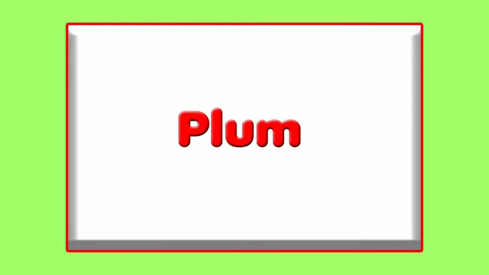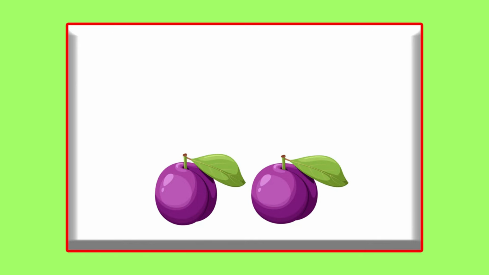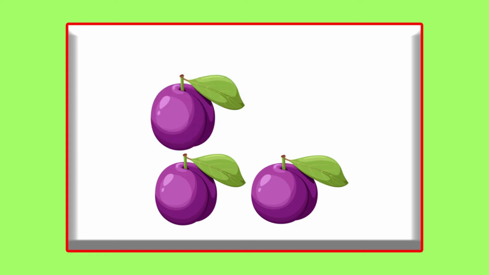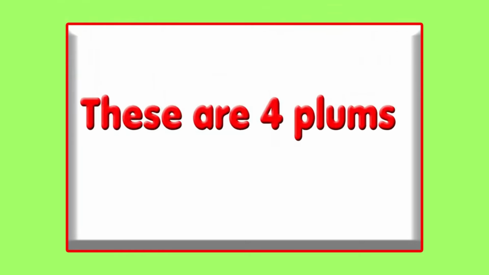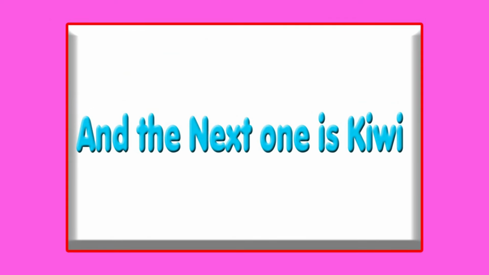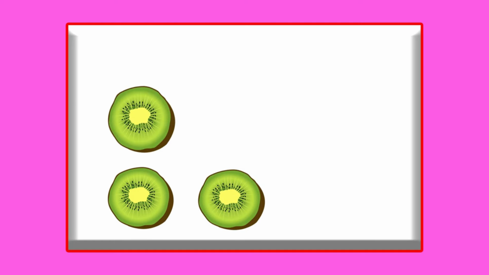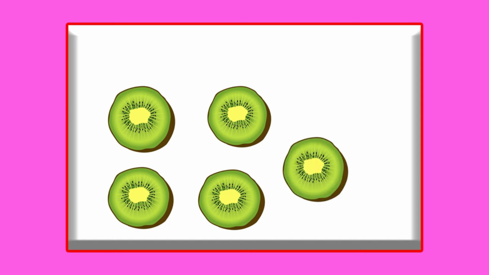Plum. One, two, three, four. These are four plums. And the next one is kiwi. One, two, three, four, five. Five brown kiwis.